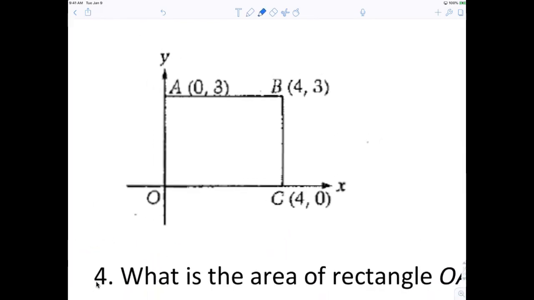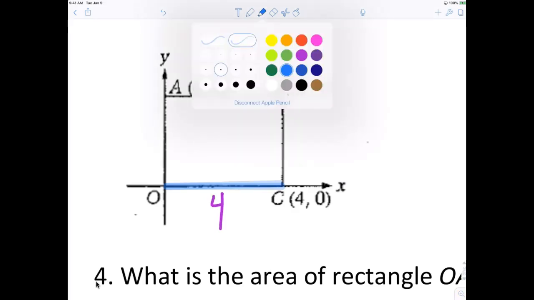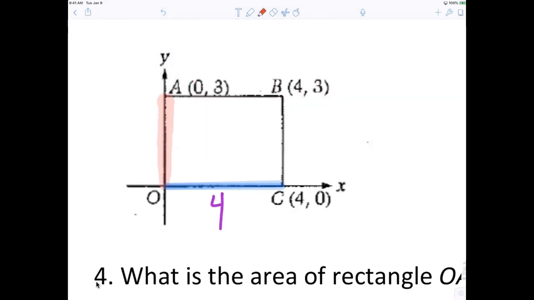Now let's look at the problem. I want someone to tell me what this distance is from here to here. 4. Exactly. Now I'm trying to find out what this distance is from here to here. 3. Beautiful. So now the area had to be what? 12. Area is 12. Length times width, base times height: 3 times 4 is 12.